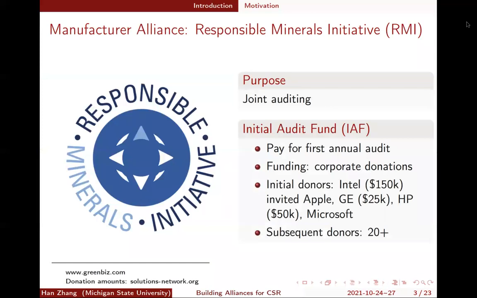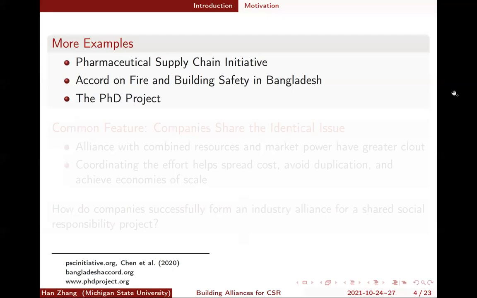The key driver of the RMI is the Initial Audit Fund, or IAF, which pays for the first annual audit of a participating smelter. The IAF is funded entirely by corporate donations. Intel invited Apple, GE, HP, and Microsoft to establish the IAF as the initial donors. In subsequent years, more than 20 companies also donated to the IAF. Similar industry alliances exist for various social responsibility causes, including in the pharmaceutical industry, the fashion industry, and business education.